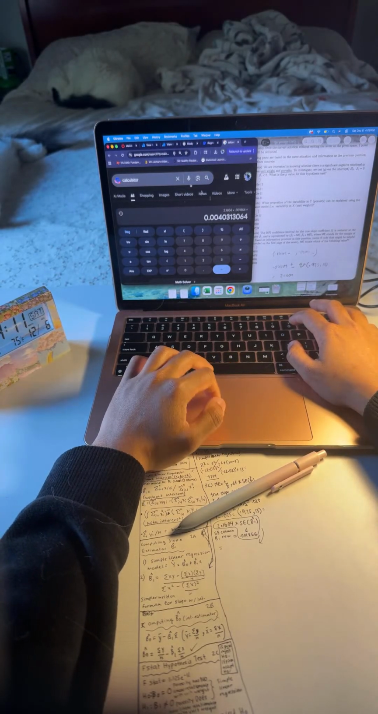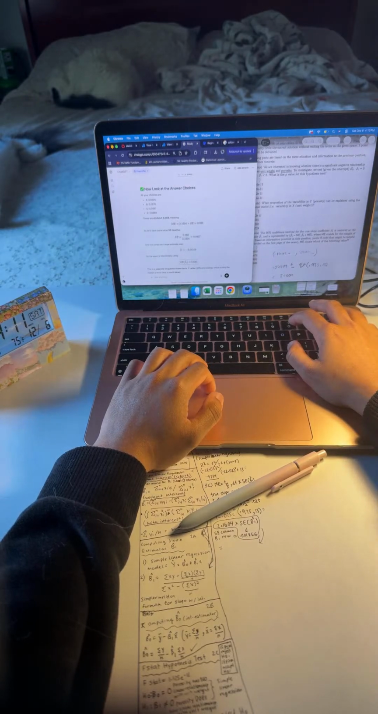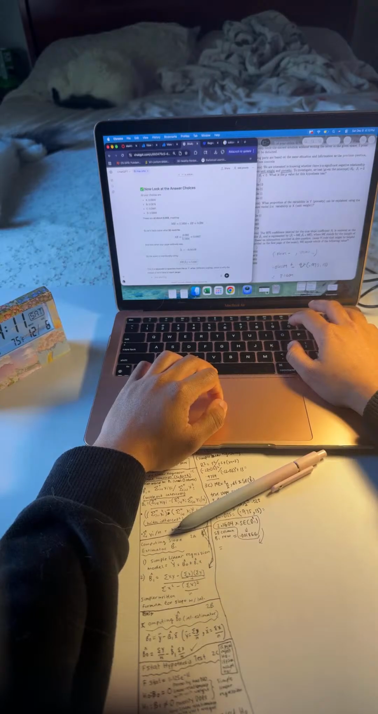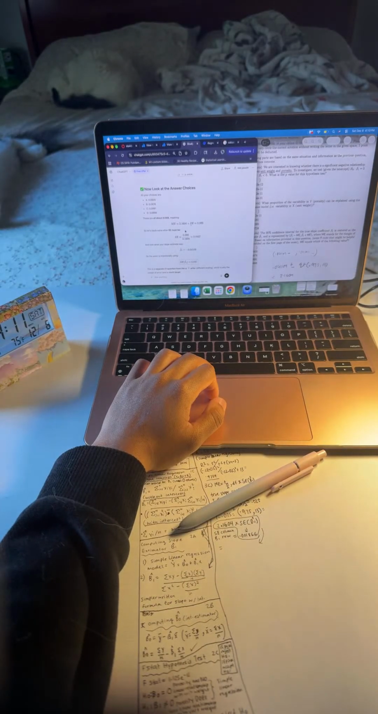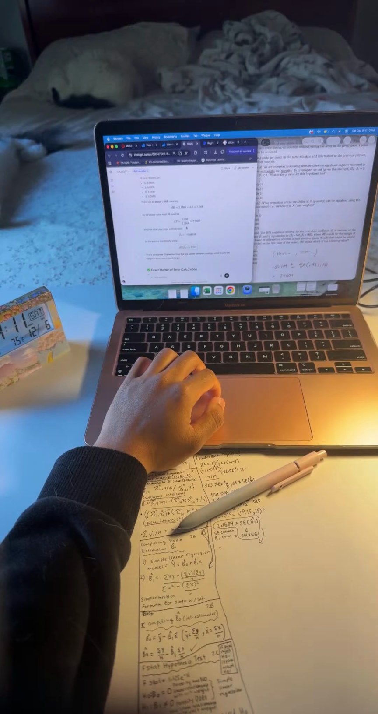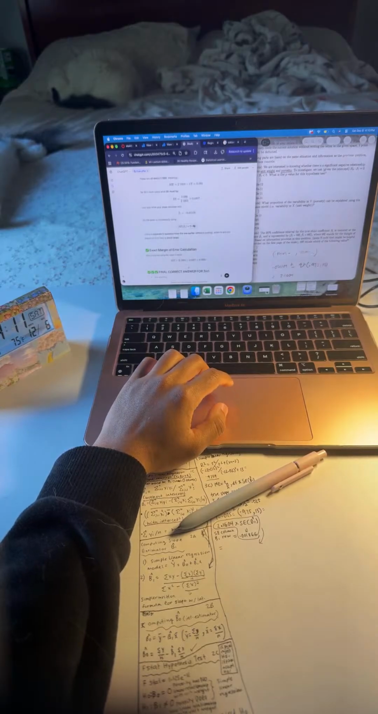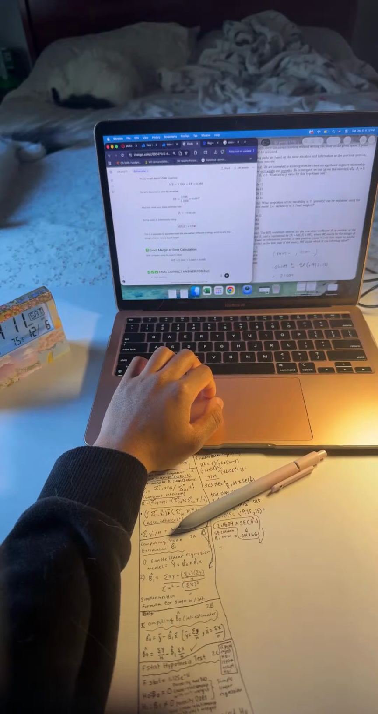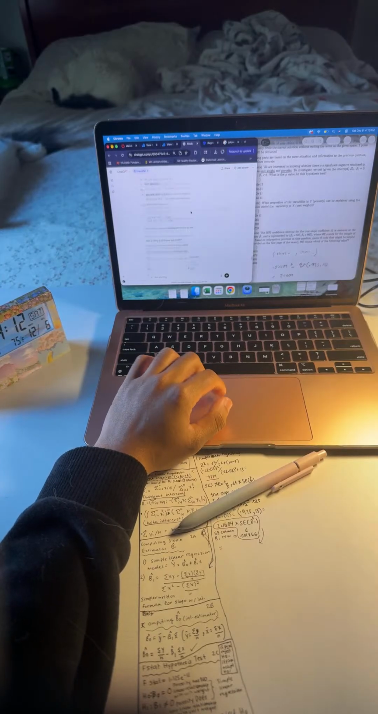That does not look right. I think he just divided this by that to get this. Why would he do that?